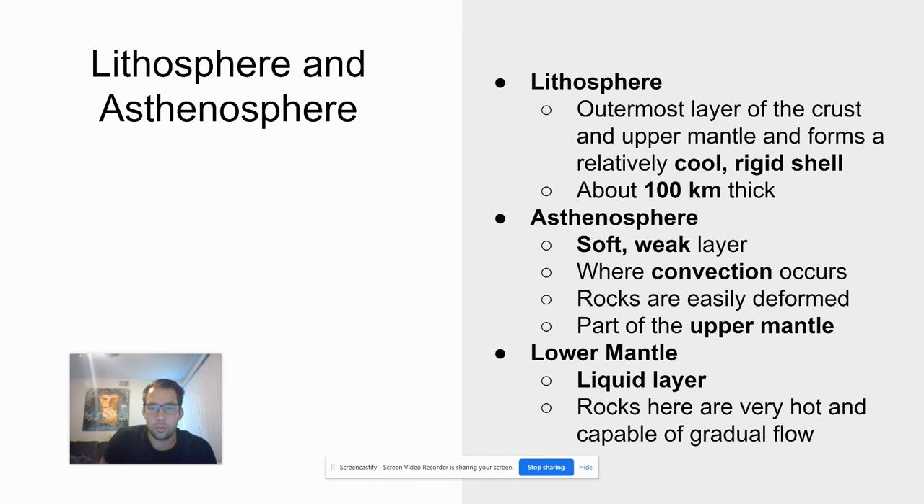The lower mantle is a liquid layer or liquid-esque layer. It's able to move, flow like a boiling pot of water. That hot rock at the bottom is going to flow upwards, and then the cool rock is going to flow downwards, creating this current within the Earth.